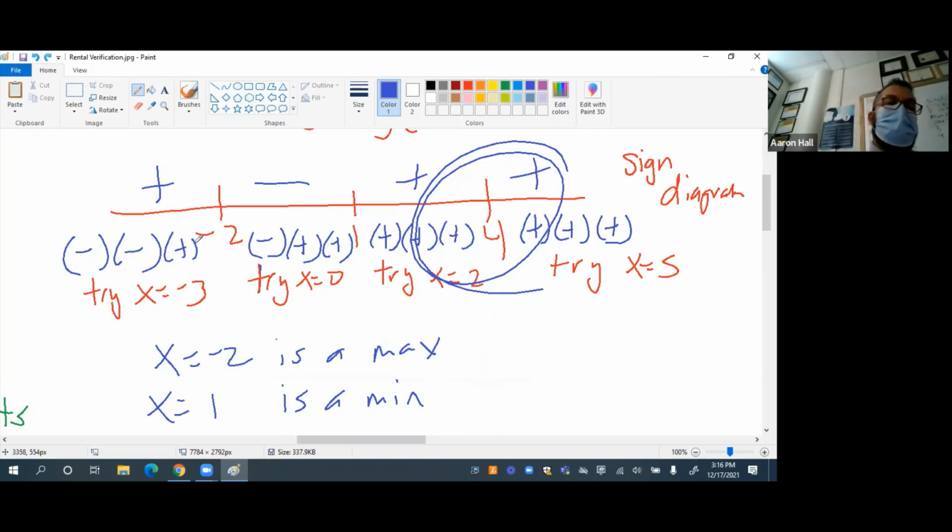So the first part, our graph is positive, positive, positive, then negative, and then positive, positive, positive, positive. They're only local. Both of them are local.